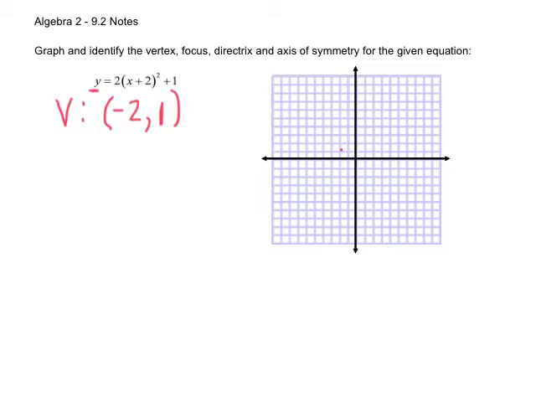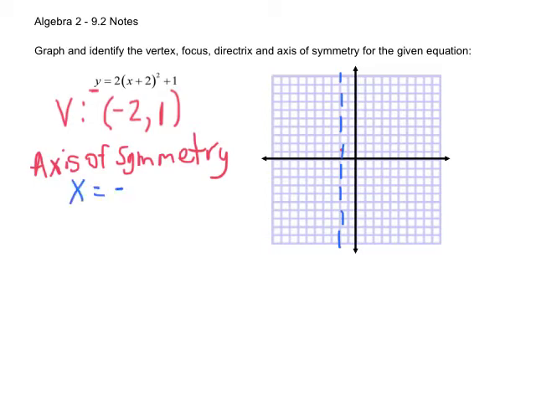And then what I'm going to do is now try and find the focus, directrix, and the axis of symmetry. Well, the axis of symmetry is the vertical line that goes right through the middle of my parabola, because I have the exact same things on both sides. And it's going to be right here. That's the equation of the line x equals negative 2. That's my axis of symmetry.